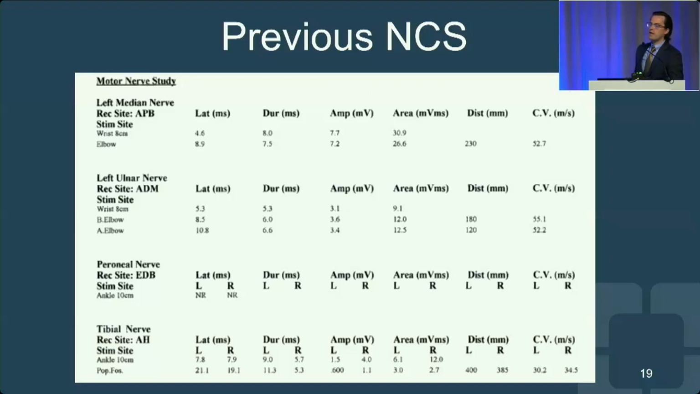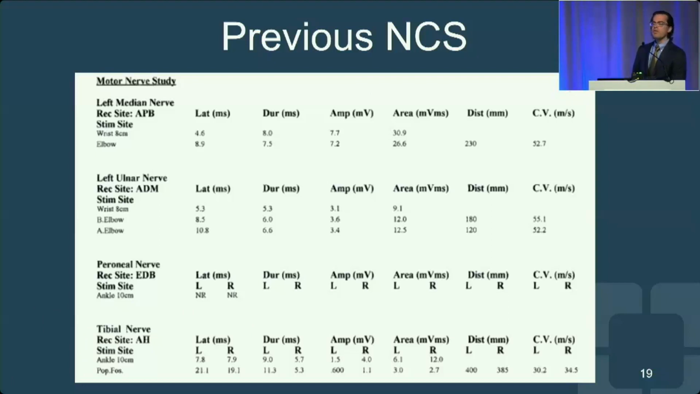For the ulnar nerve, it's 5.3. That normal latency should probably be closer to 3 milliseconds. And then for the tibial nerve, these latencies are almost 8 milliseconds. Normally it's 6 or less. So all of these distal motor latencies are mildly prolonged, and especially those tibial motor latencies, maybe that's approaching demyelinating range.